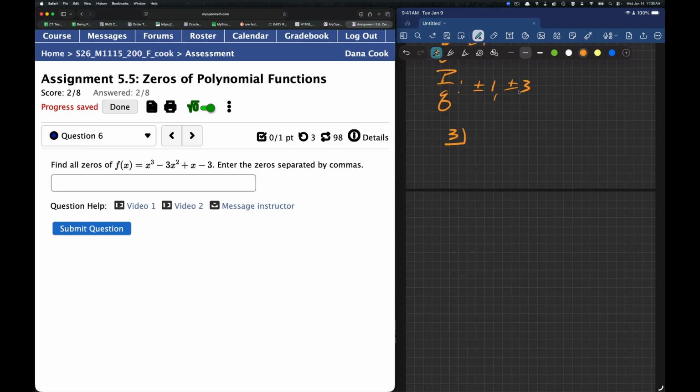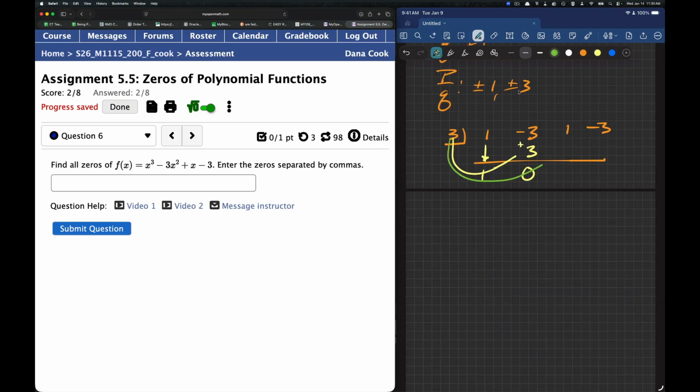Remember, for it to work, we have to get a clean division, meaning that that factor would divide the original polynomial, meaning the remainder is 0. So I'm going to copy down the coefficients of my polynomial, 1, -3, 1, and -3. And I'm going to start doing a little synthetic division dance. 3 times 1 is 3. And then remember, I'm adding. -3 plus 3 is 0.